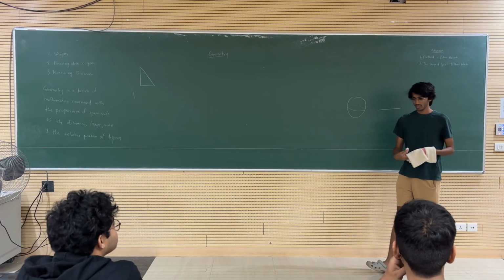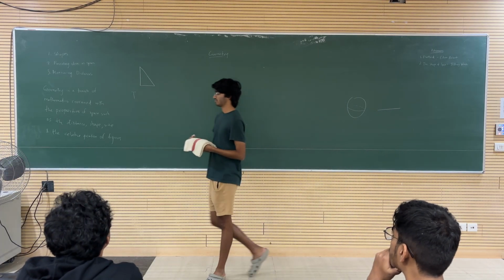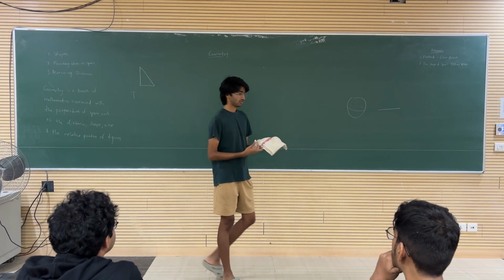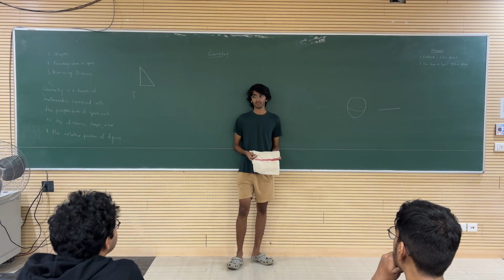So, mathematically, how I would say this is that this curved thing is actually isometric to the flat thing, which means they have the exact same geometric properties.